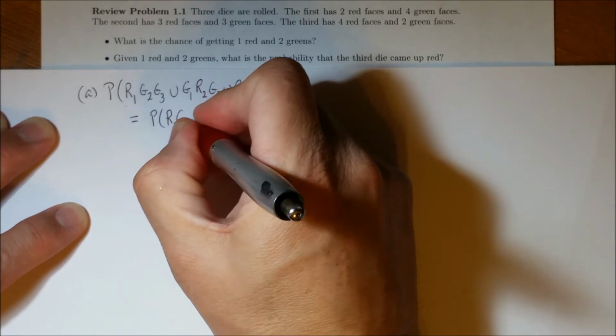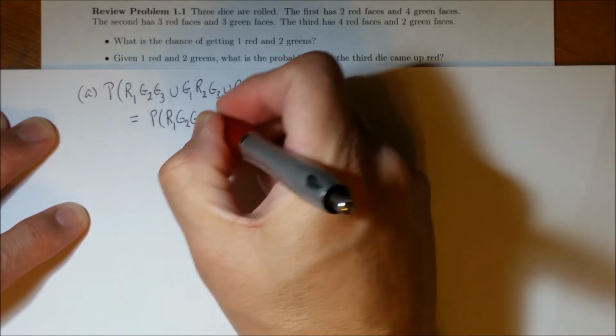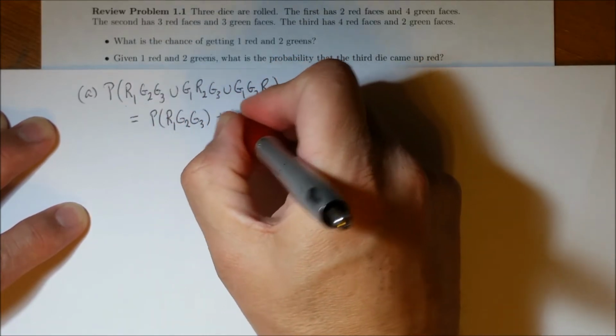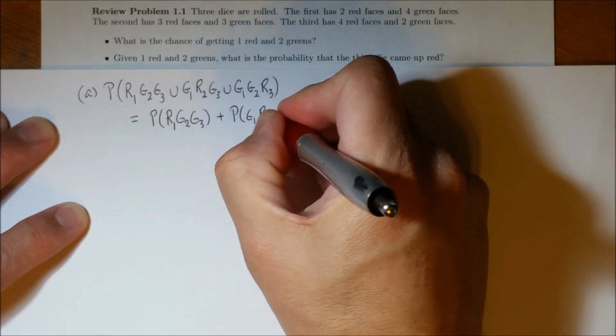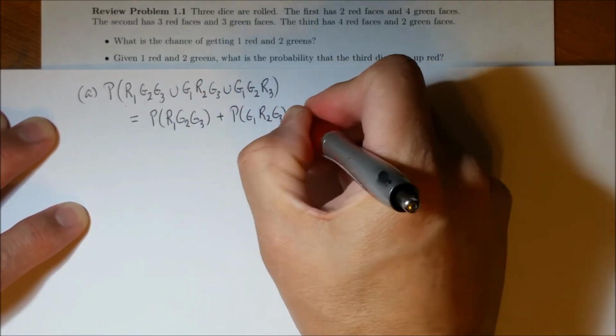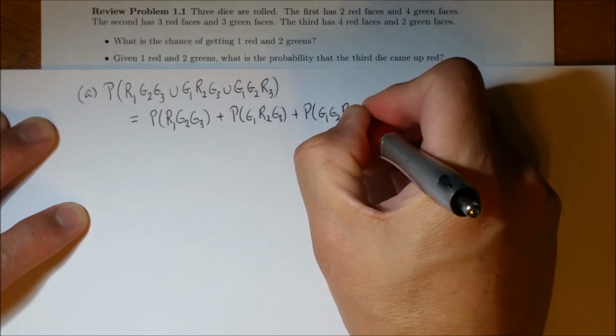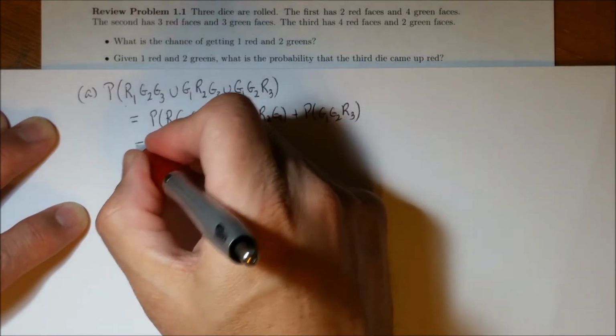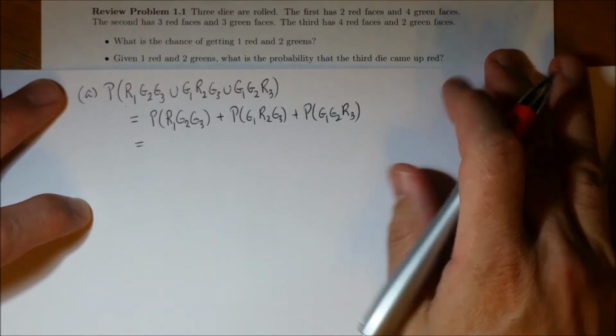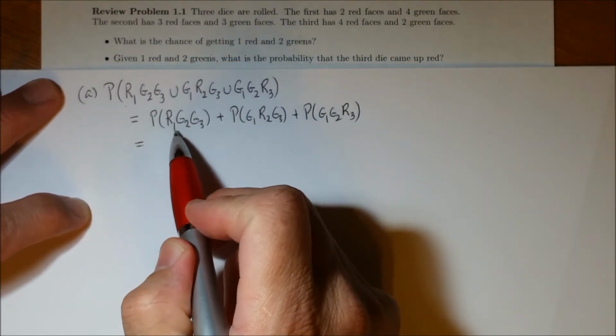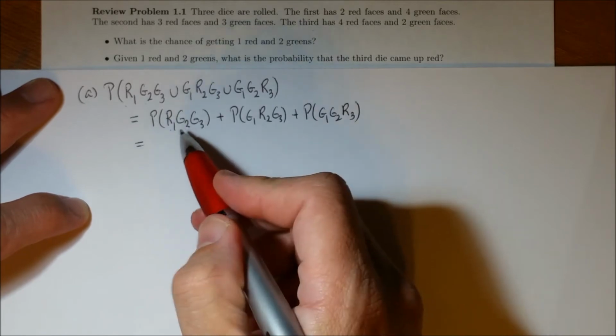So we'll write this: red on the first, green on the second, green on the third, plus green on the first, red on the second, green on the third, plus the probability of green on the first, green on the second, red on the third. Now how do we figure these 3 things out? Well, these are independent dice, and so we can multiply the individual probabilities.